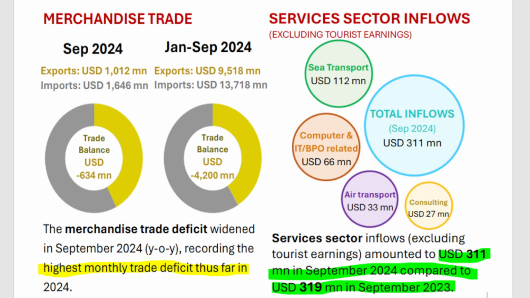without large fluctuations. So when we consider inflows except tourist earnings, we mainly get income by air and sea transportation activities and IT and consulting activities. However, during the last 9 months, income has been a little bit reduced compared to the previous year during the same period.